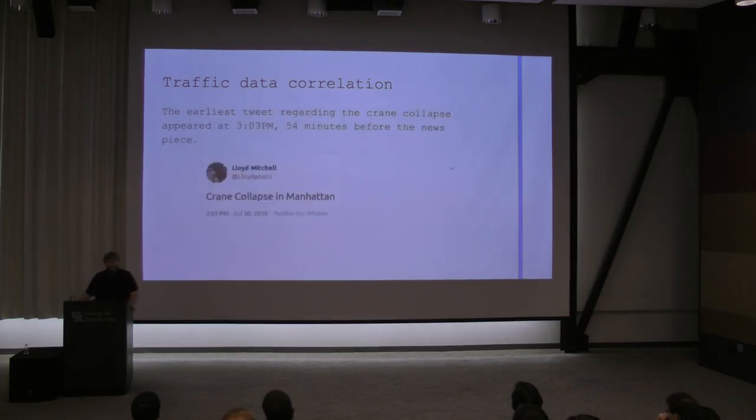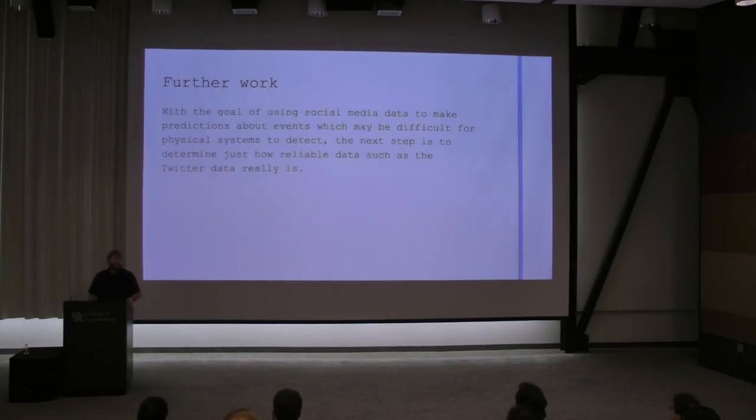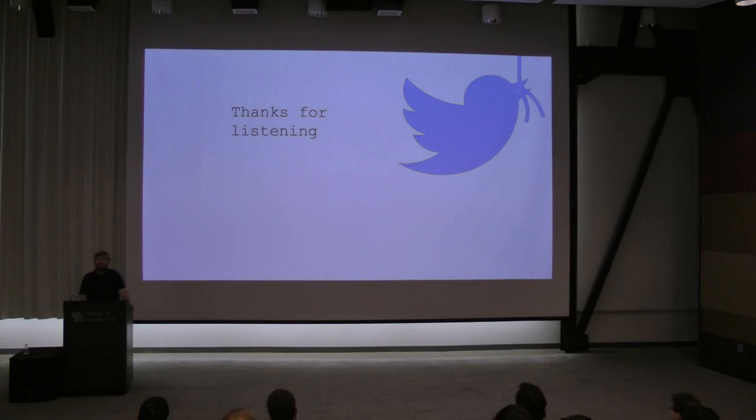However, we see the first tweet that appeared about it that we were able to collect happened almost an hour earlier at 3:03 p.m. And that's just an example of how you might use this to predict something before you can get it from another source, such as a news article, traffic, etc. So finally, for further work, we want to see if we can get some kind of a number on just how reliable this data is. How reliably can we use it to predict certain events? And that's it. Thank you.